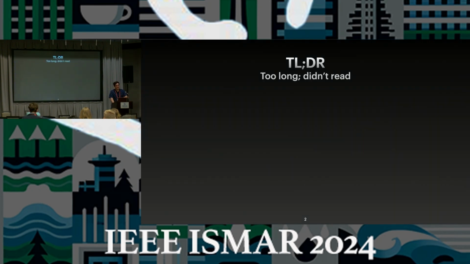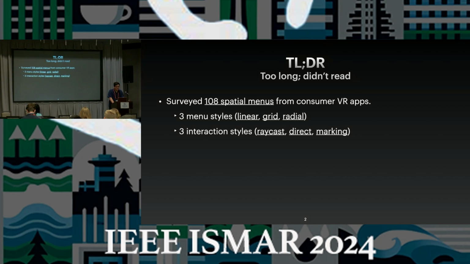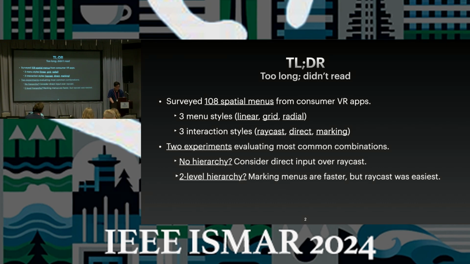Mostly as a commentary on my own attention spans for presentations, I'm going to quickly summarize our findings here. First, we looked at 108 consumer VR menus looking for design characteristics. We found a huge variety of menu characteristics, and we broke those down into archetypes, comprising 3 different menu styles: linear, grid, and radial. Additionally, these menus have 3 interaction styles: raycast, direct, and marking. Out of the menu styles we found in the survey, we made 6 menu archetypes that contained either 8 or 24 items. We evaluated these archetypes in 2 studies. The first study evaluated menus at only 1 level of hierarchy, while the second study evaluated 2-level hierarchical menus.